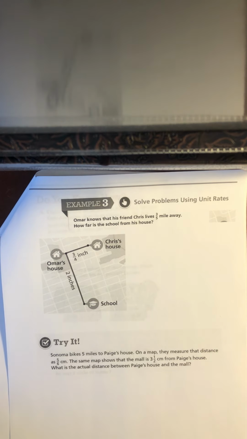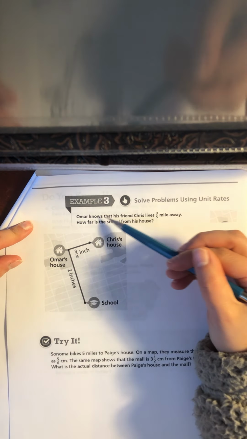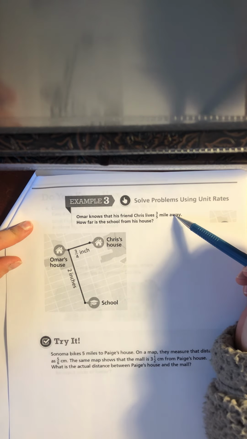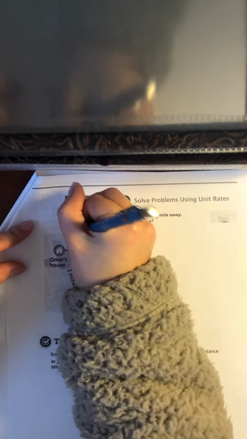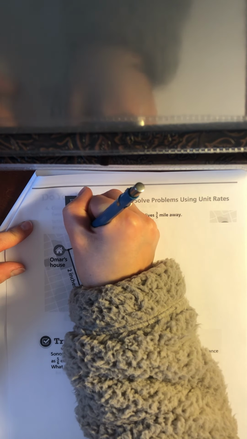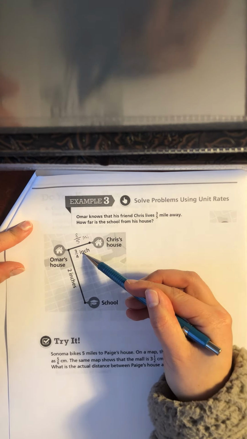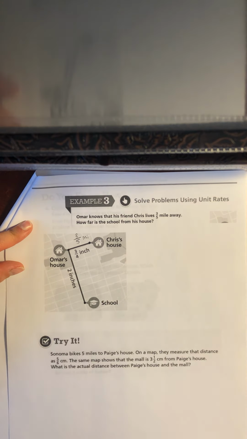All right, last but not least, example 3. Solve problems using unit rates. So Omar knows that his friend Chris lives 3/5 miles away. How far is the school from his house? So this is 3/5 miles. It's also 3/4 inch, because this is like a scale. You know, on a map, like how they make a scale, like 1 inch is actually 1 mile or something like that. So this is our scale.